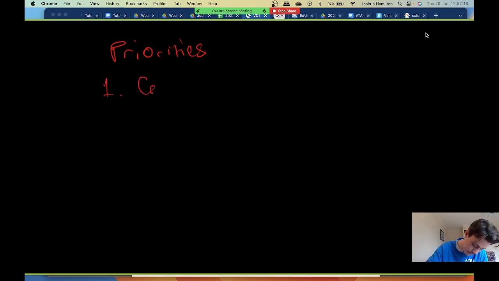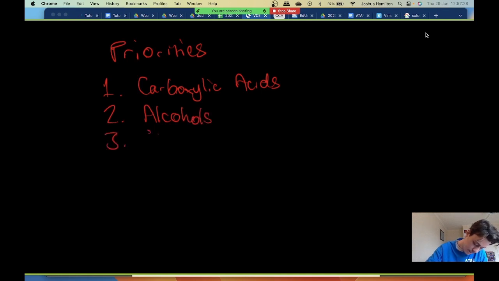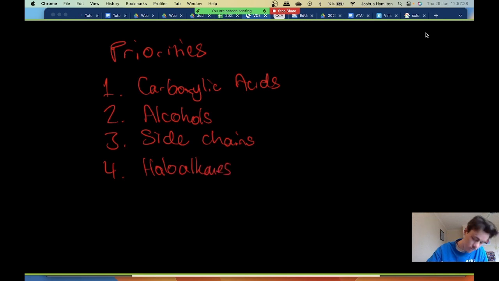One is carboxylic acids. 2 is alcohols. 3 is side chains. 4 is haloalkanes. Now notice I haven't included any of the other ones because you don't really need to name them. They don't come up. And as I said, some of them you don't even need to know how to name. So I haven't put them in there.